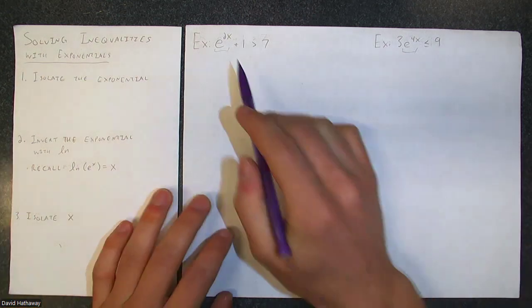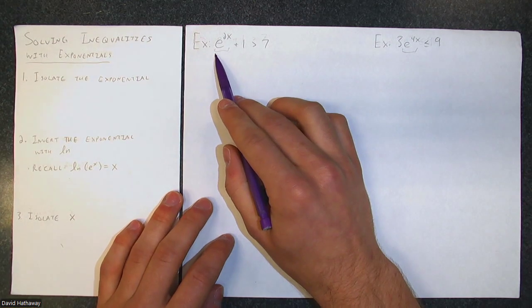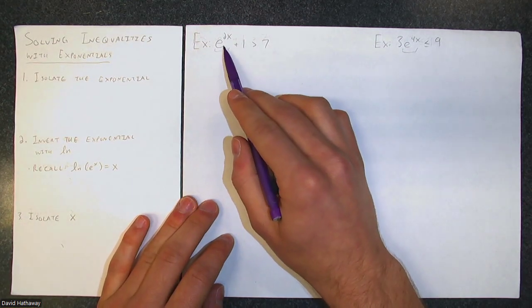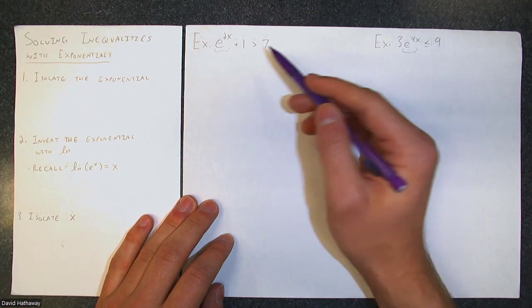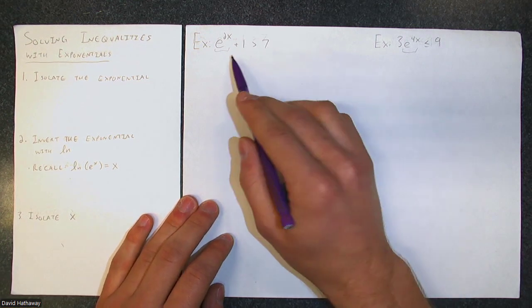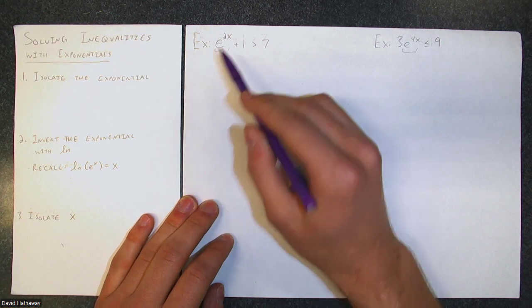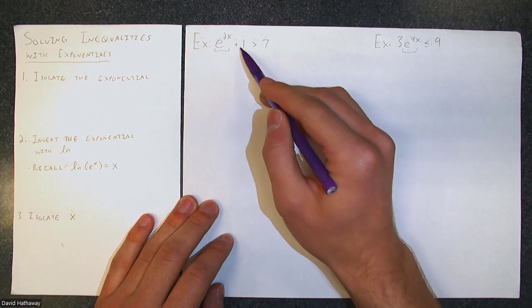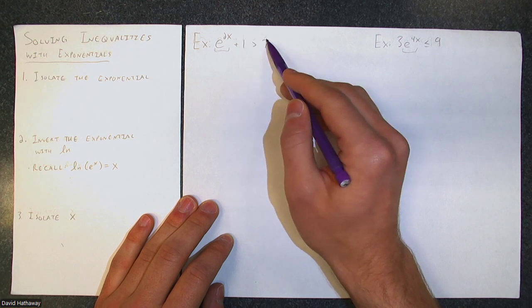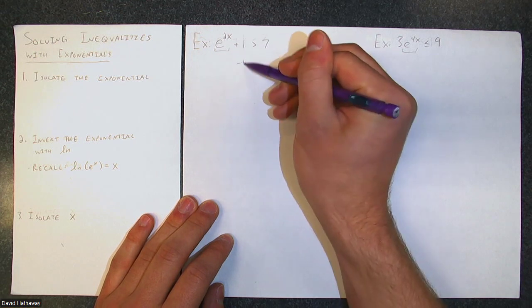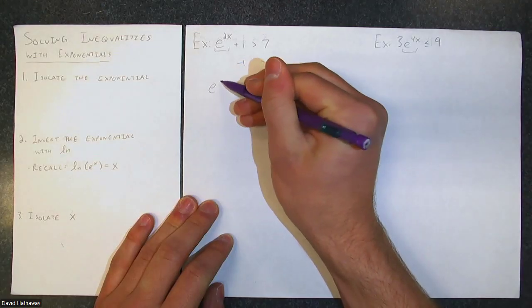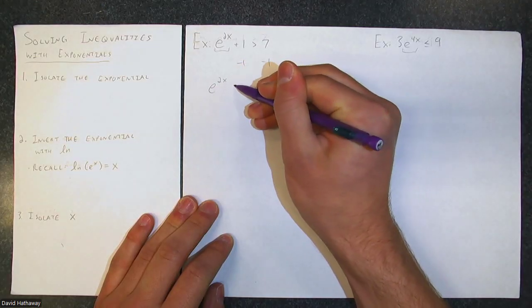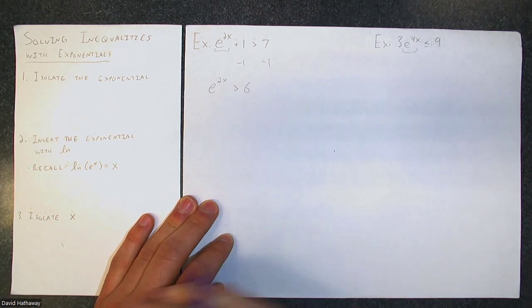Let's take a look at a few examples. With this one, we have e to the 2x plus 1 is greater than or equal to 7, and we want to solve for x. Well, step 1, we need to isolate this exponential. So we need to get that plus 1 and move it to the other side. We're going to start off by subtracting 1 from both sides of the equation. This gives us e to the 2x is greater than or equal to 6.